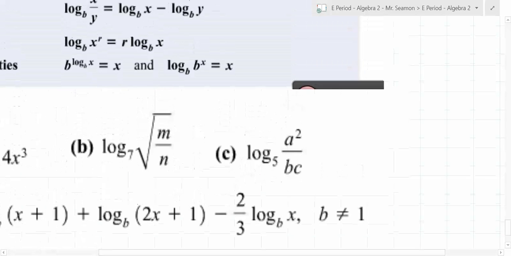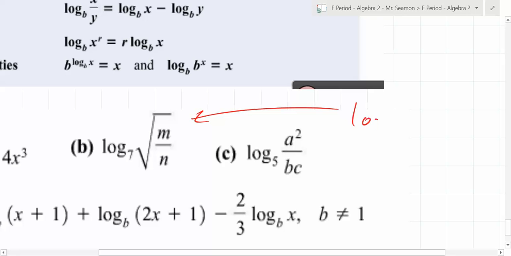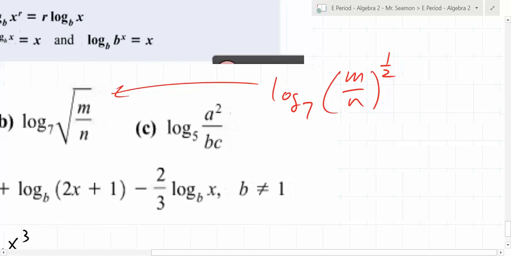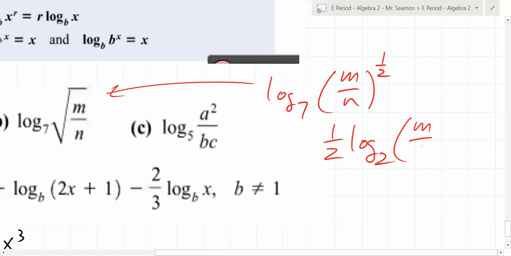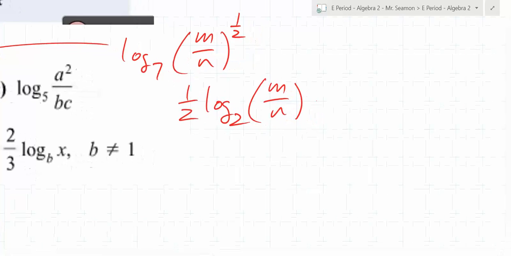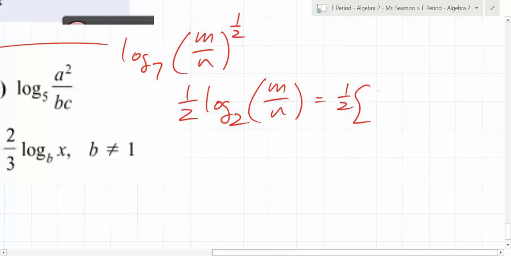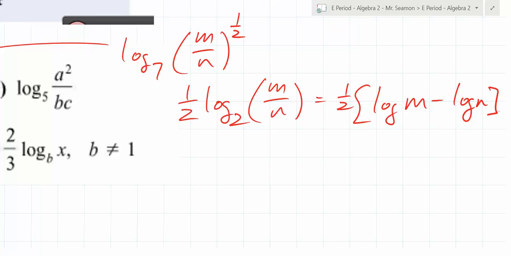So for the second one here, what does square root mean? 1 over 2 power. So this is the same thing as log base 7 of m over n to the what power? 1 over 2. What do you do with powers? Bring it to the front. We're in logarithm land now. 1/2 log base 7 of m over n. But what does division mean? Subtraction. So this is going to be 1/2 of log of m minus what? Log of n. Couldn't you just write it as log base 7 of m minus log base 7 of n? Where's the 1/2? You have to have the 1/2.